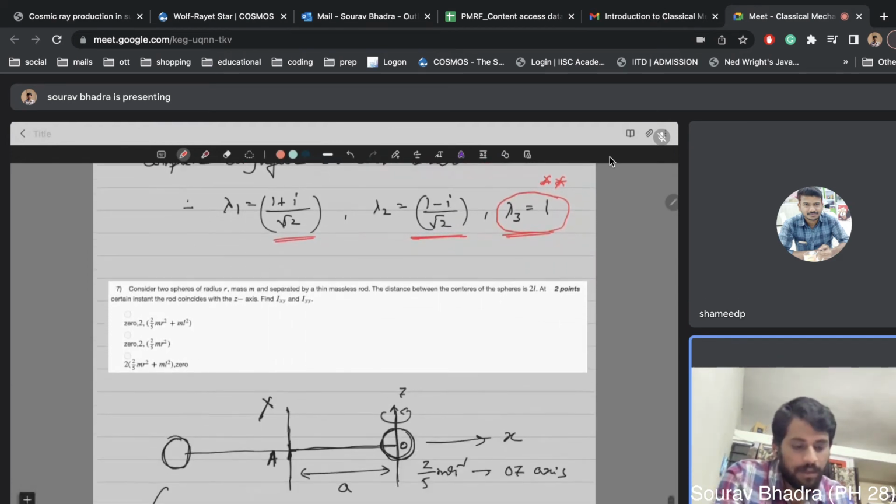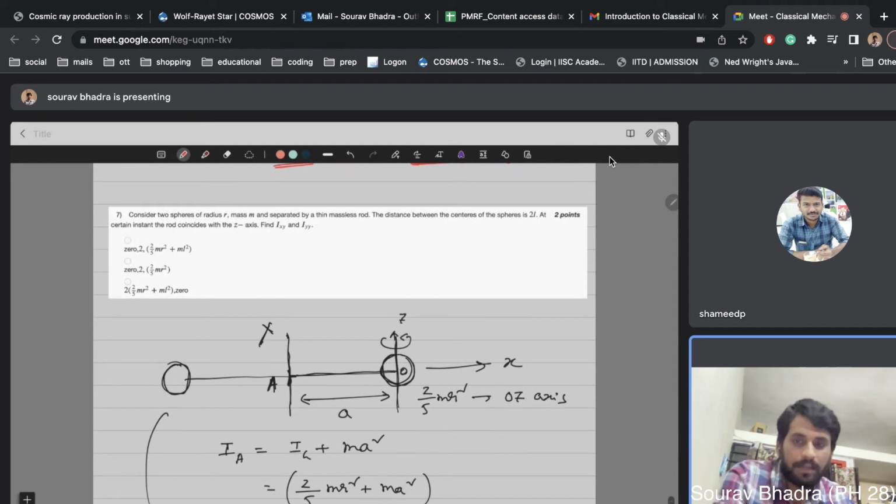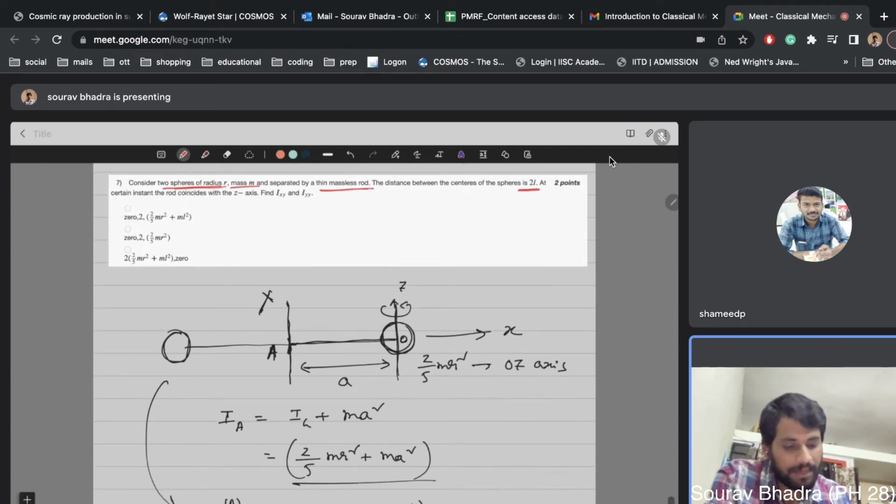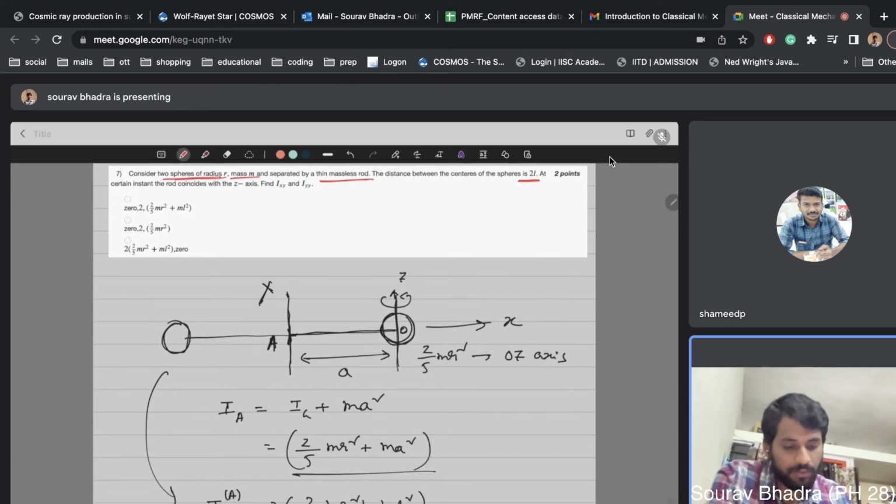Now this problem I have done in the last class, the previous class. Consider two spheres of radius r and mass m, separated by a thin massless rod, and the distance between them is 2L. So what will be the moment of inertia? I have already done that, just go through that video.